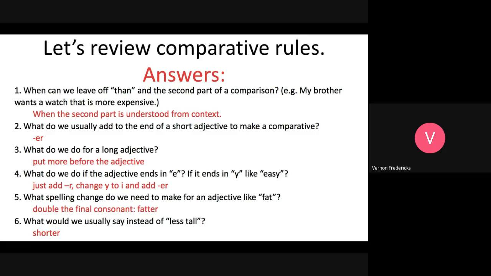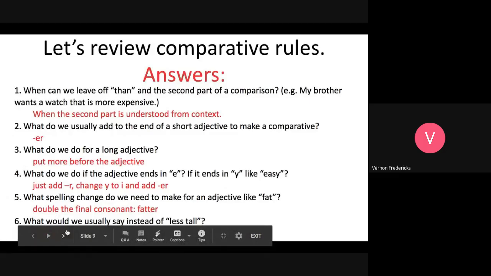Number five, what spelling change do we need to make for an adjective like fat? Okay, so it is consonant, vowel, consonant. So we're going to double the final consonant, which is fatter. Thin, thinner. Big, bigger. Hot, hotter. What would we usually say instead of less tall? We would say shorter.